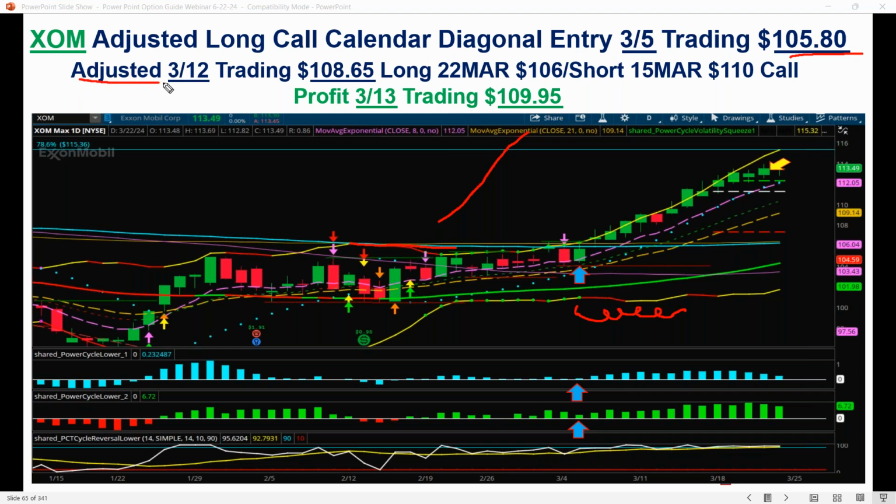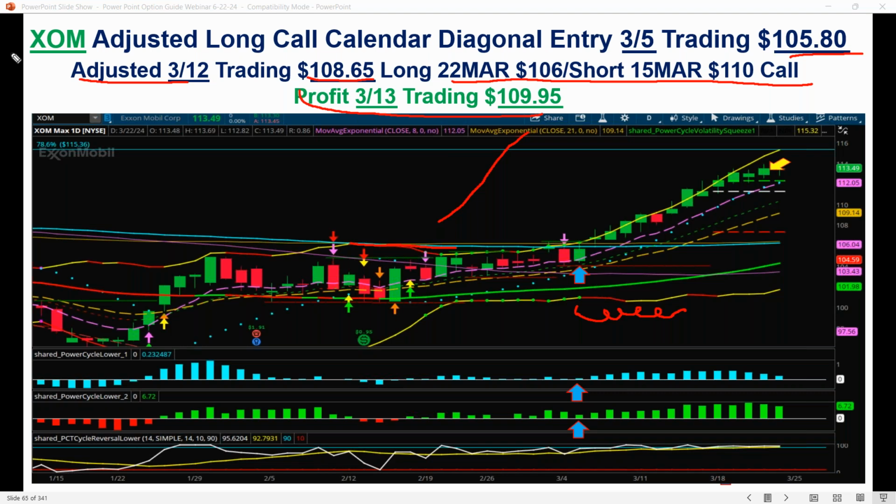Okay, so we then adjusted on the 12th, did our first adjustment. This trade at 108.65. So we were then long the 22 March 106, short the 15 March 110. We originally started the trade out of a $2 wide spread that I showed you. Now we're widening the spread out, and now we're long the 106, 110, so $4 wide. We started with $2 wide, widened it out, and we're taking profit as we go.